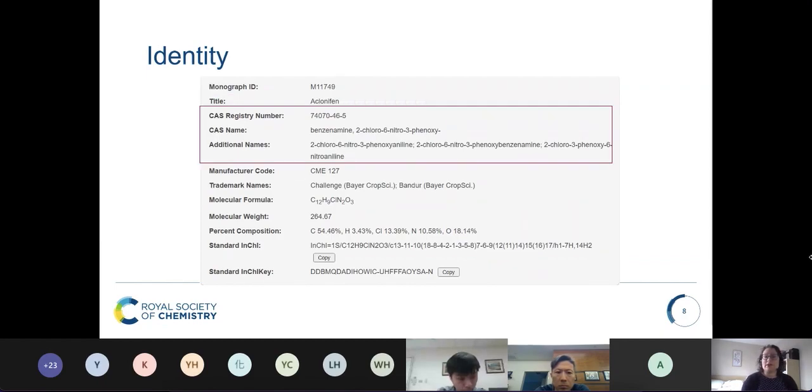We also include CAS registry numbers and the CAS name, which we get directly from CAS, and also any additional names. So some compounds have many names, and also naming systems have changed through the years. So we try and include as many names as possible, so that if you're looking for something, you can find it using its name.